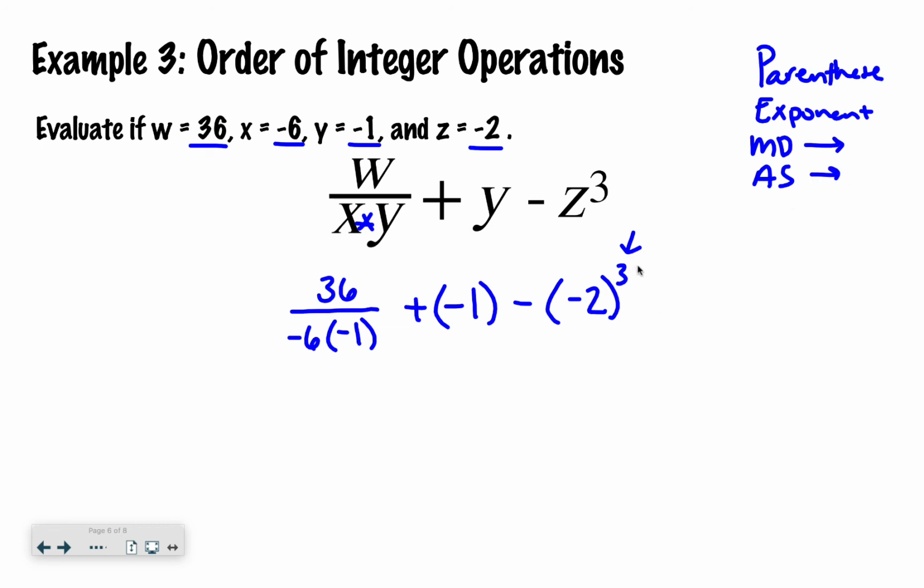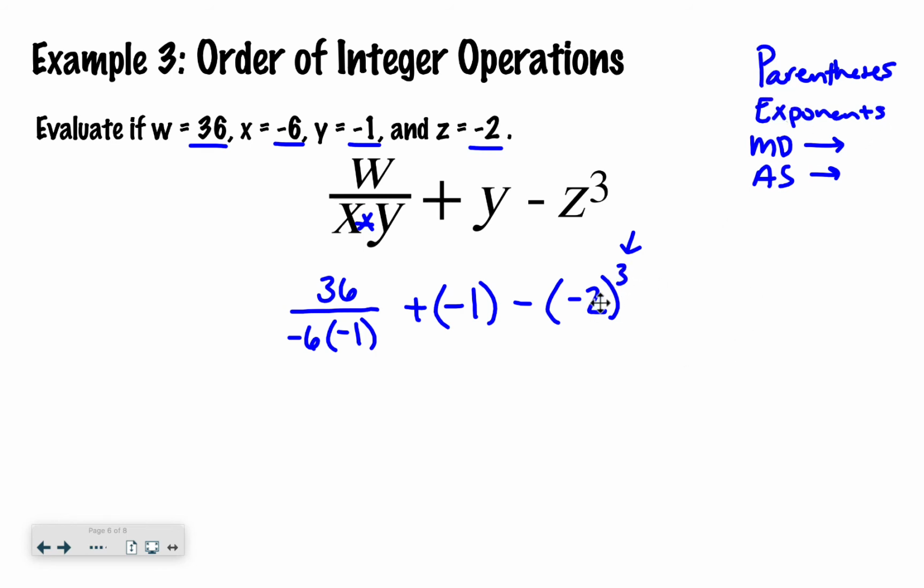So there's nothing to solve for parentheses, forgot an S, in this because I just have single numbers in the parentheses. So I'm going to move on from P in PEMDAS. I'm going to move on to exponents.